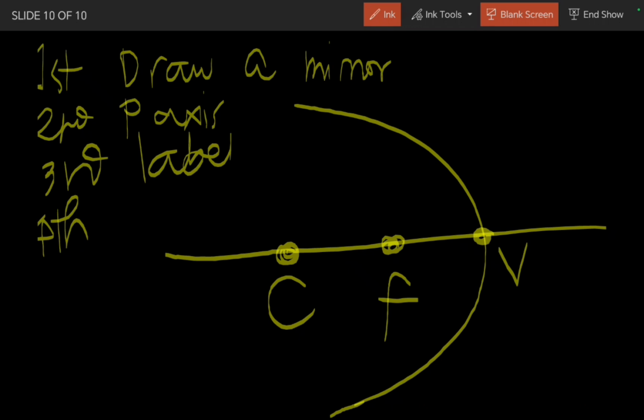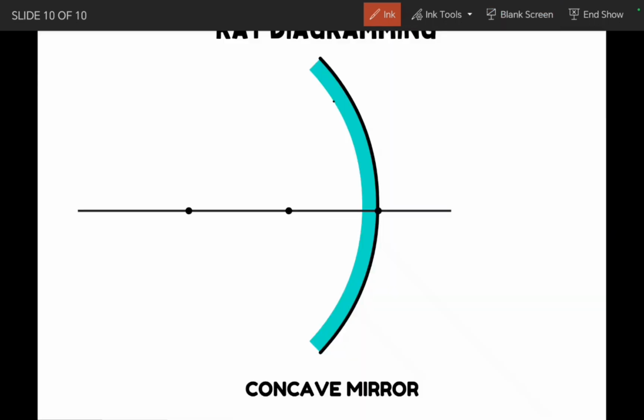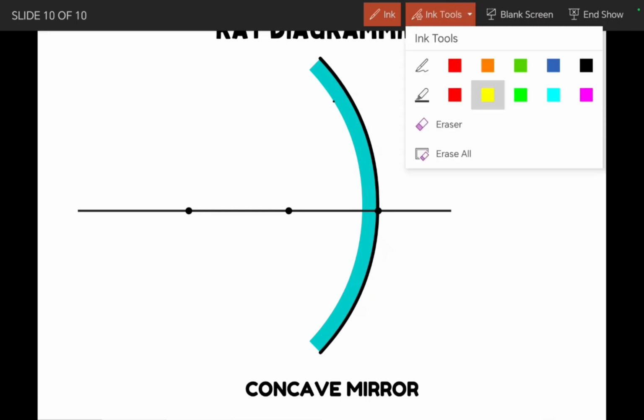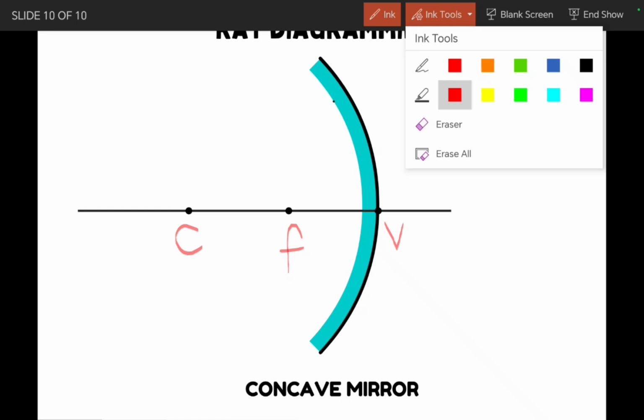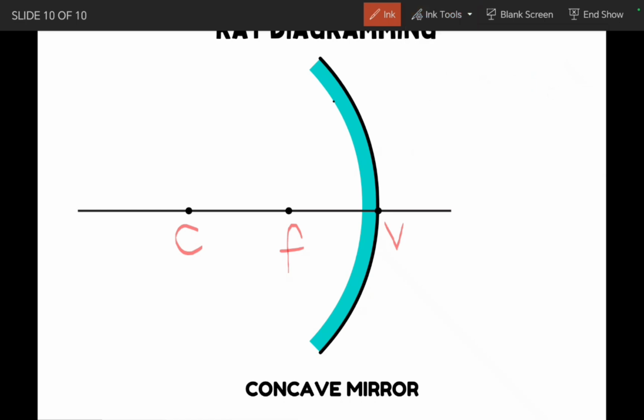Okay. So I guess we are okay with this. We are going to use the slide already. So the fourth one, if you can still remember, is to draw an object. We're going to use an arrow as an object because it is quicker to draw. Let us first label this. We have the vertex, we have the focal or the focus or the focal point, then we have the center of curvature. This time we are going to draw an object, and we're going to use blue.